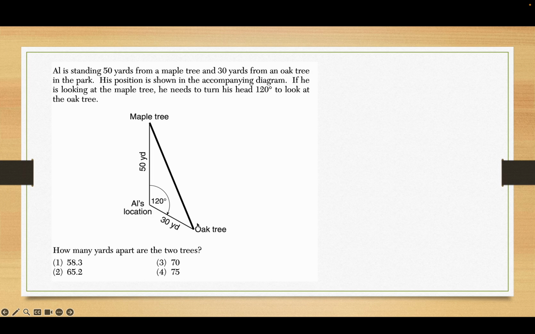First, I have to draw the line that connects the maple and the oak tree because it wants to know how many yards apart are the two trees. I'm going to call that y. And that gives me y squared equals, it's the law of cosines because we have side, angle, side. 50 squared plus 30 squared minus 2, this guy, that guy, cosine of 120. So y squared is 2500 plus 900 plus 1500. Y squared is 4900. Y is 70. Choice 3.